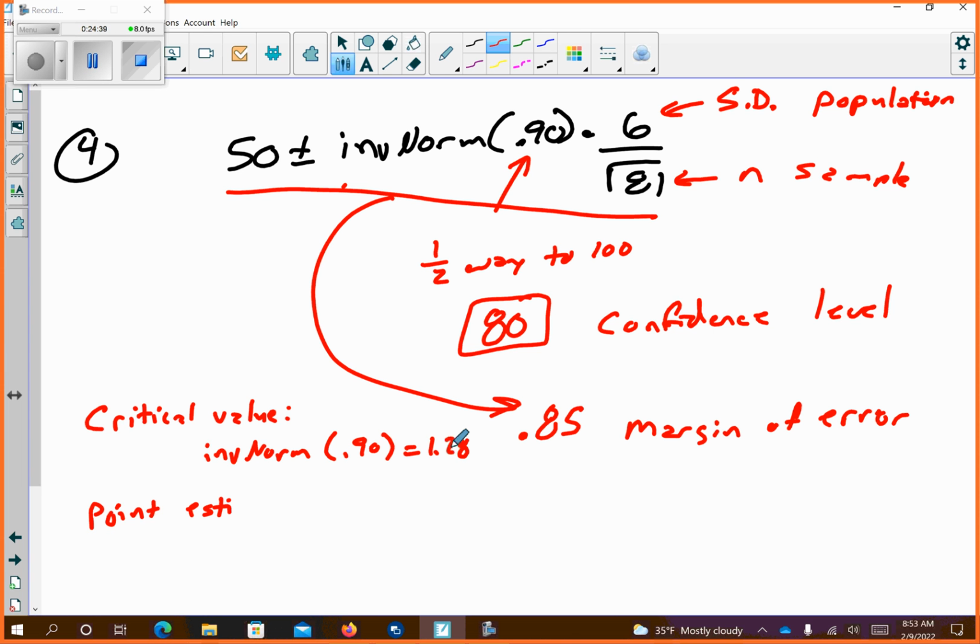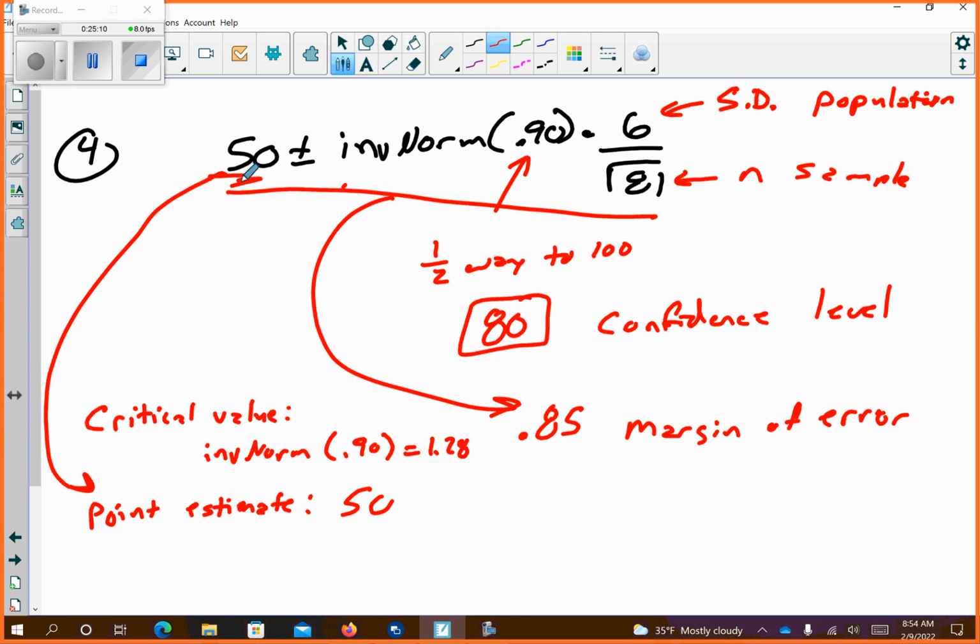So our point estimate is what? Is the 50. Yeah, that's our point estimate. Another good problem. It has a lot of information there to know. So I think that's pretty good. And then explain the change. The change is made with the width of the confidence interval.